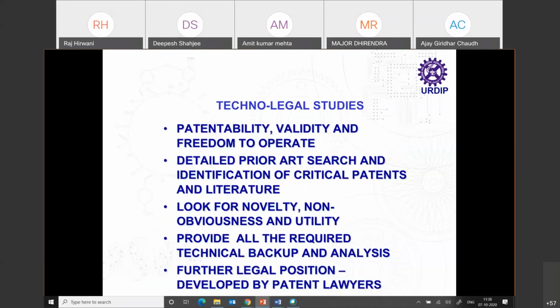Techno-legal studies. You have an invention. You want to file a patent. And you need to see whether the patenting requirements are met or not. Is it novel? Is it non-obvious? Is there some utility? Now, how do you find out if it is novel and non-obvious? You see prior art, which means you look at all the patents. This is regularly done before a patent is filed.